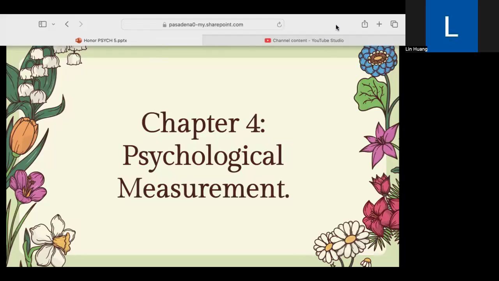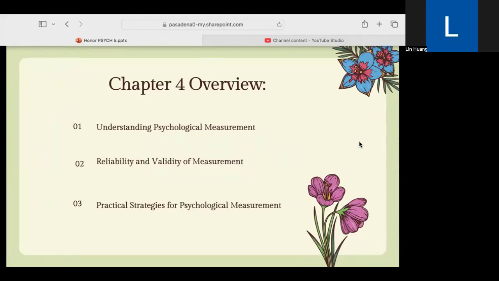Hi everyone, today we are going to talk about the fourth chapter of our textbook, research methods in psychology. And we are going to talk about three topics mainly. The first one is understanding psychological measurement, the second is reliability and validity of measurement, and the third, the last, is practical strategies for psychological measurement.